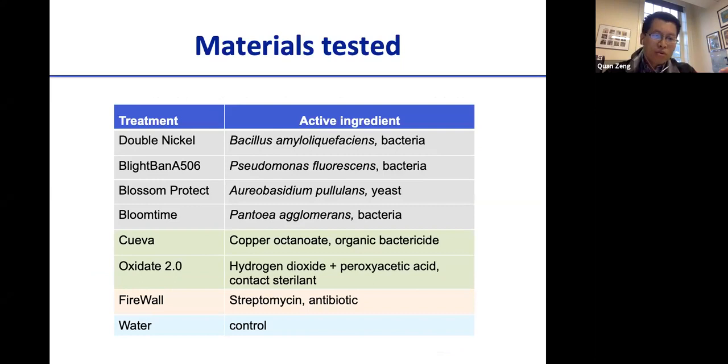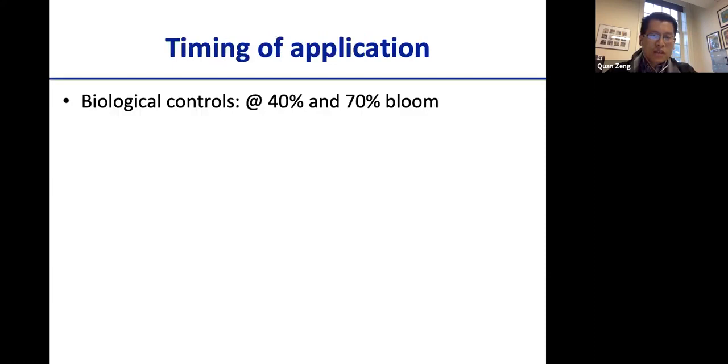Bloomtime Biologicals, with the bacterium Pantoea agglomerans as the active ingredient. We also tested two non-antibiotic bactericides, Cueva copper soap and Oxidate, which is a hydrogen dioxide formulated contact sterilant. We compared those treatments' fire blight, blossom blight control effect with the positive control, which is the Firewall streptomycin standard, and the negative control, the water treated control.